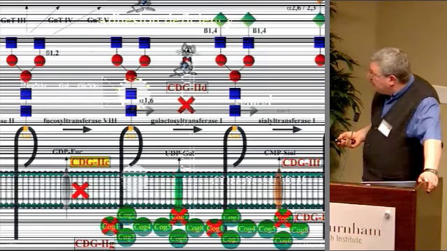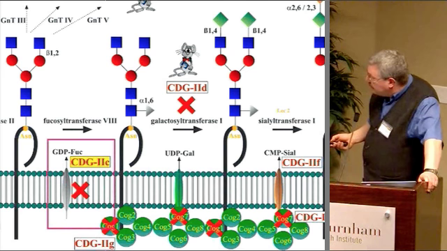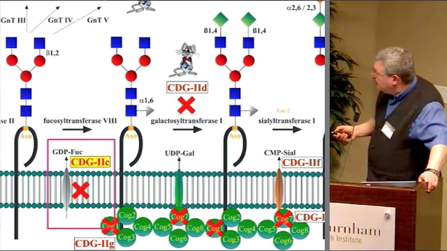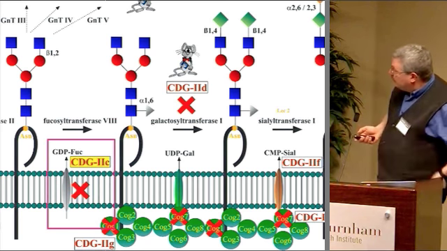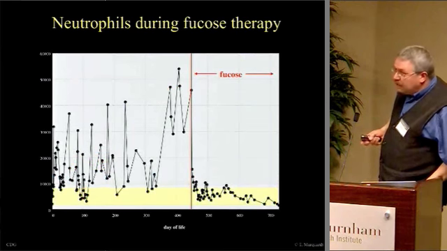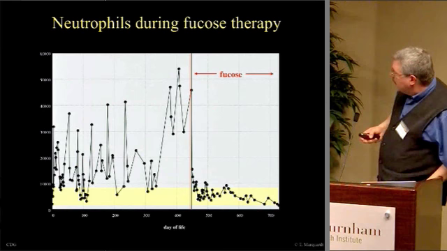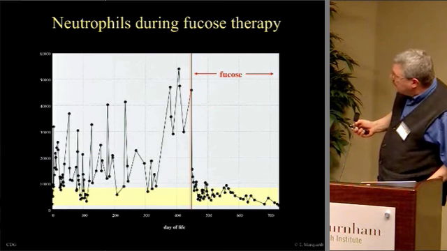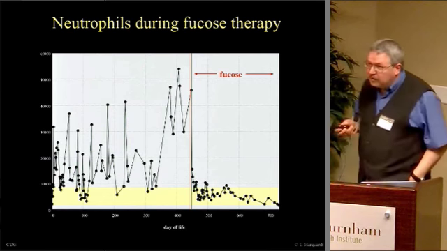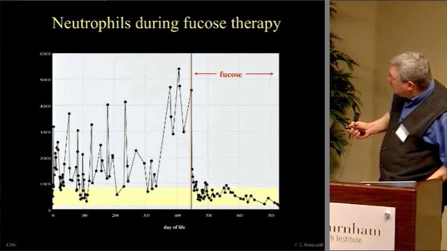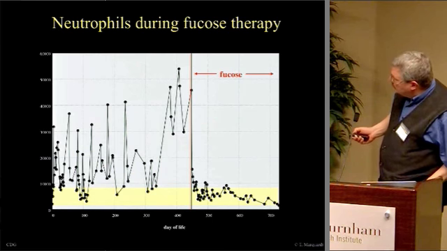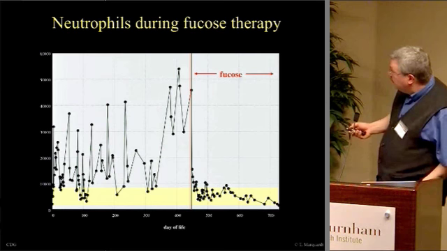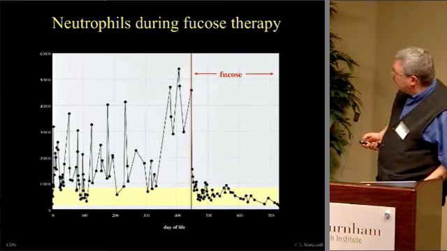And it turned out that the problem was a defect in the GDP fucose transporter that would import the GDP fucose into the Golgi apparatus so that it could be used there for fucosylation. And here again, we started to try a sugar therapy. Here you see the leukocyte counts before therapy was initiated. And then, very carefully, with very small amounts of fucose supplementation in his diet, you can see that immediately the leukocyte adhesion defect is restored. The leukocytes went down to normal. And after about a year in the hospital, the patient could be discharged after a short while.